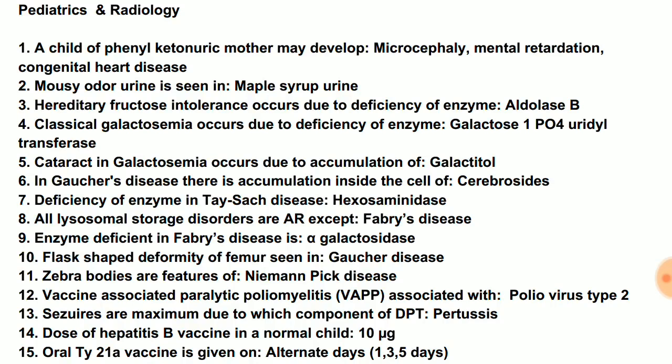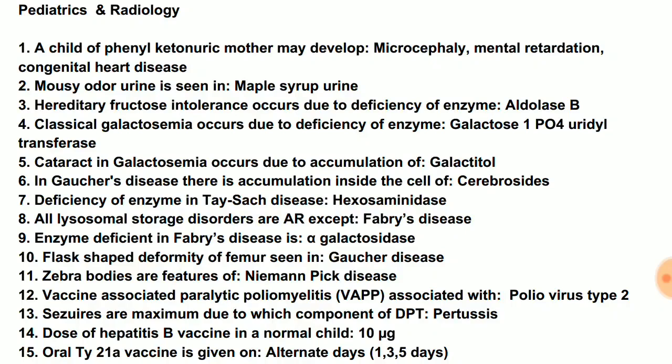A child of a phenylketonuria mother may develop microcephaly, mental retardation and congenital heart disease. Mousy odor urine is seen in maple syrup urine disease. Hereditary fructose intolerance occurs due to deficiency of the enzyme aldolase B. Classical galactosemia occurs due to deficiency of the enzyme galactose 1-phosphate transferase.